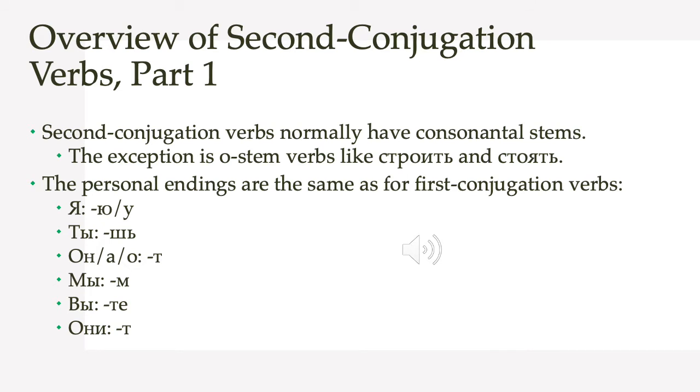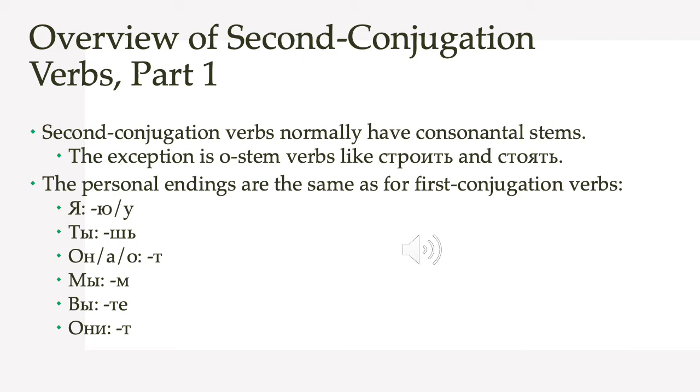So let's start with a very quick review of second conjugation verbs. Second conjugation verbs normally have consonantal stems. If you remember, first conjugation verbs can have either vocalic or consonantal stems. That is to say, the stem can end in either a vowel or a consonant, although vocalic stems, vowel stems, are much more common. With second conjugation verbs, almost all of them are going to have consonantal stems. The exception are these O-stem verbs like strooit, to build, and stajat, to stand. But those are pretty easy to recognize. Otherwise, they're going to have consonantal stems.